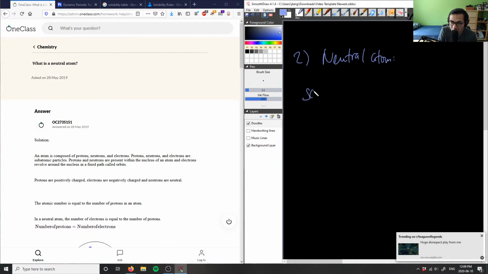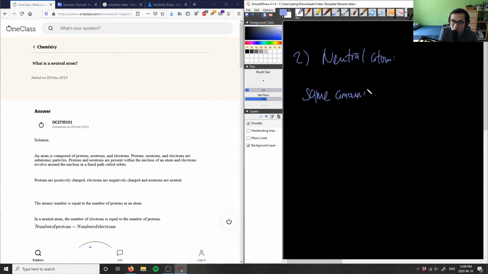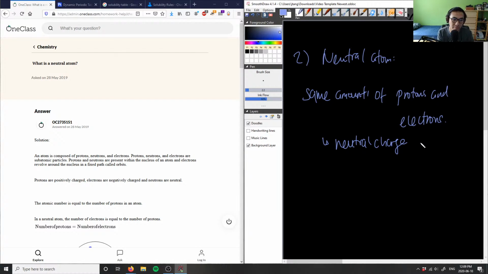So I can define this as the same amount of protons and electrons. So that would give me a neutral charge. So therefore it becomes a neutral atom. And that's the definition of what a neutral atom is.